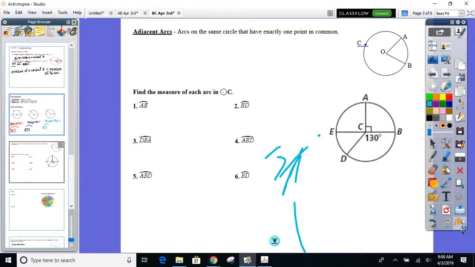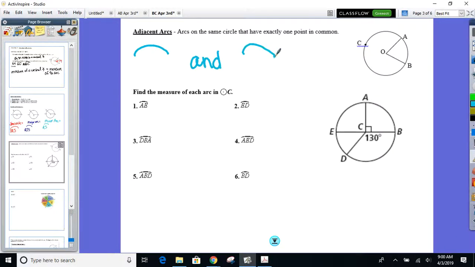All throughout your career, adjacent means next to, right? Two arcs that are next to each other. Great. And they also have to share a common point on the circle. So let's name two adjacent arcs.